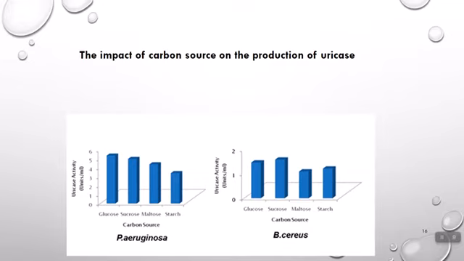Enzyme production was measured in production medium containing one of the carbon sources, glucose, sucrose, maltose, and starch, and as the graphs illustrate, the optimum carbon source for Pseudomonas aeruginosa was glucose, while for Bacillus cereus was sucrose.